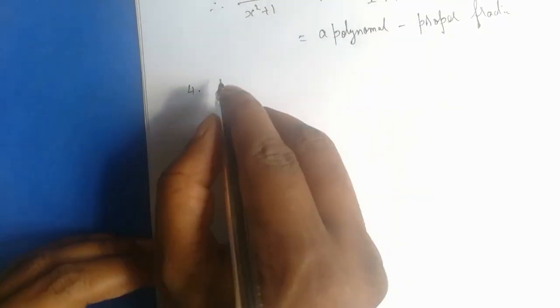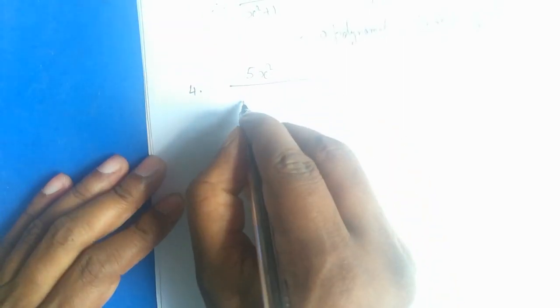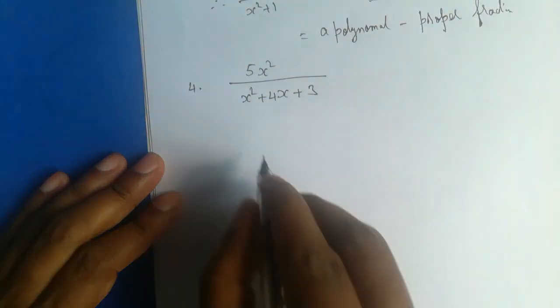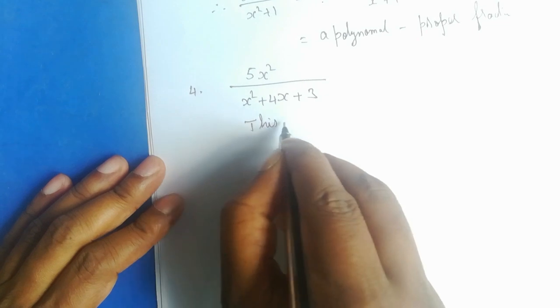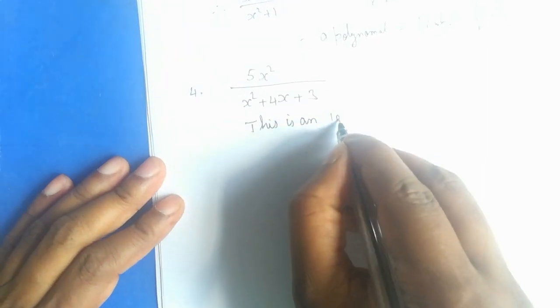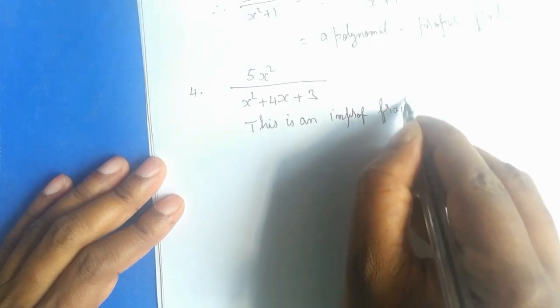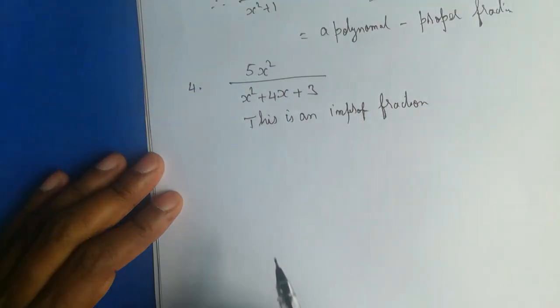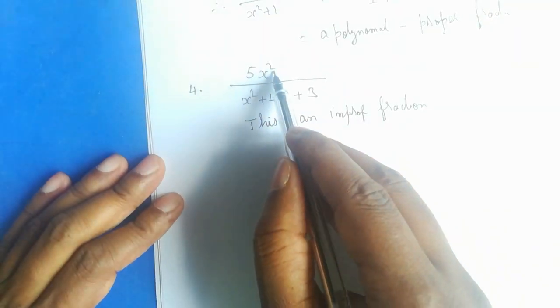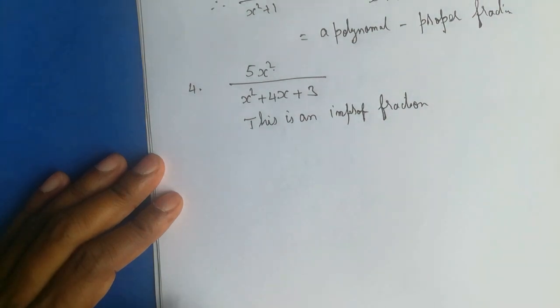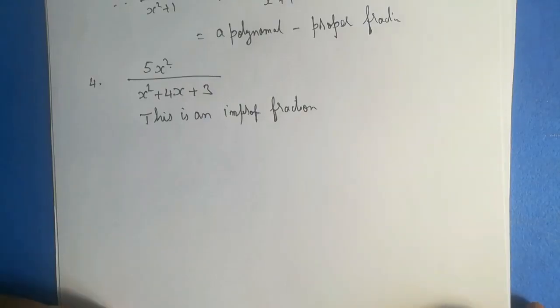Fourth problem: 5x² divided by (x² + 4x + 3). This is an improper fraction. Why is it called improper fraction? The degree is 2 here, the degree is 2 here, both are the same. So this is known as improper fraction. Now we will divide this.